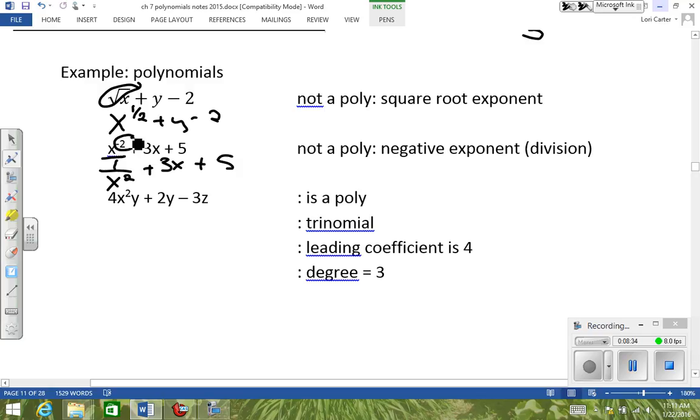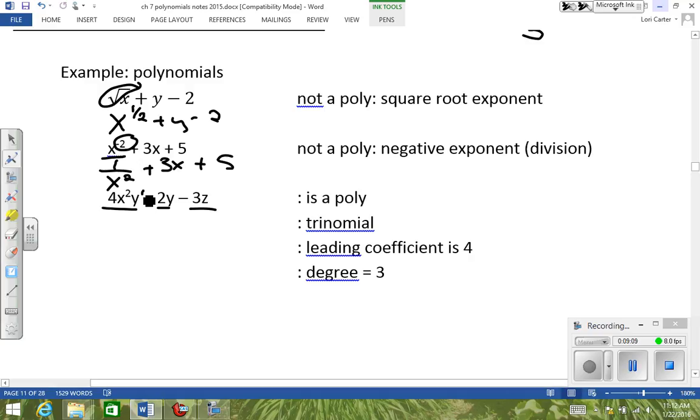The bottom one. Yes or no? Yes. Everything's positive and everything's a whole number. How many terms are there here? 3. What's my first term? 4x squared y. What's my second term? 2y. What's my third term? Negative 3z. What's the degree of this term? 3, because there's an x squared and a y: 2 plus 1.